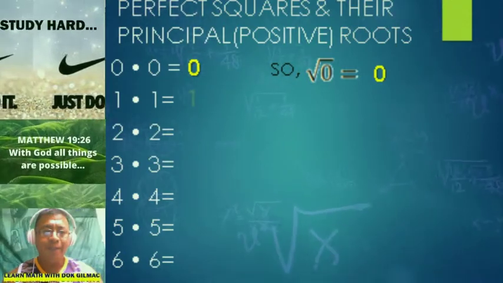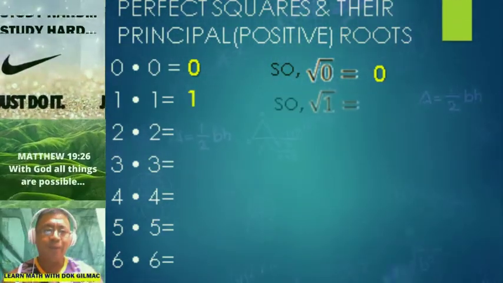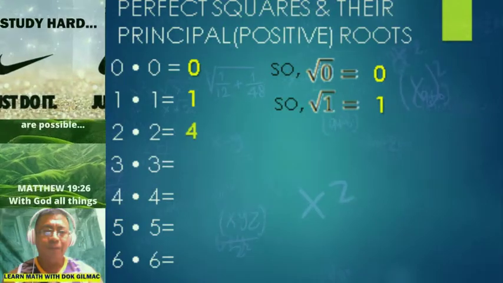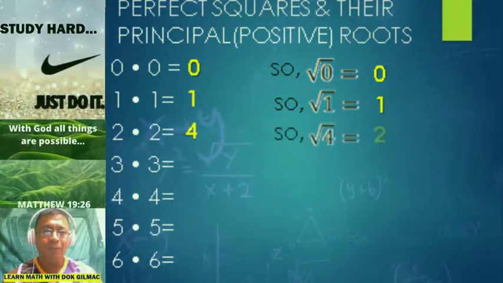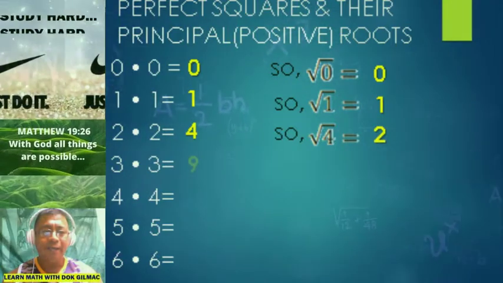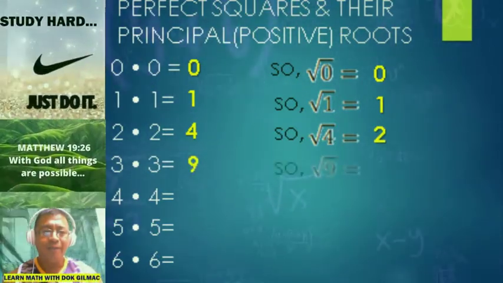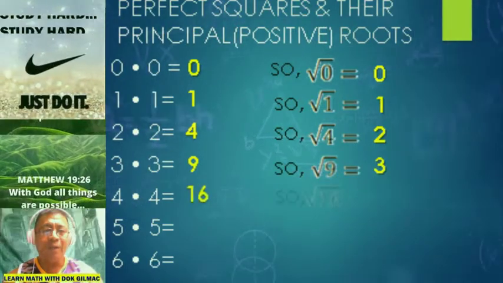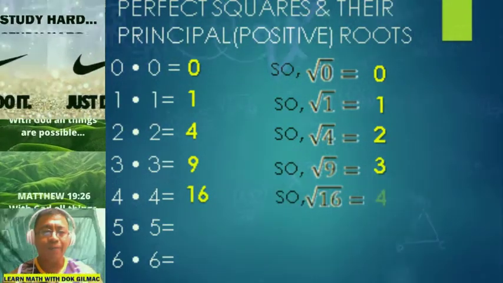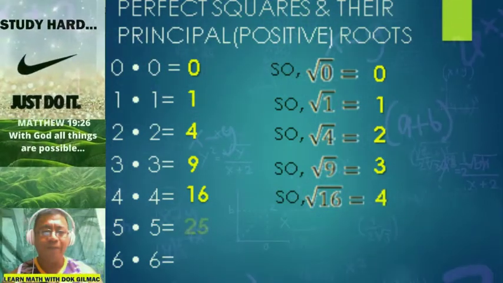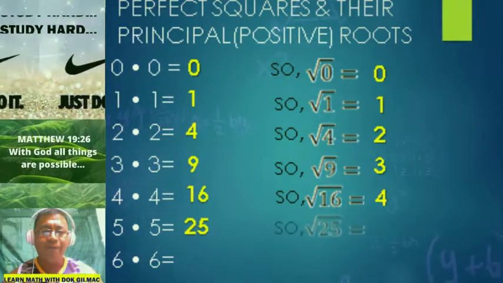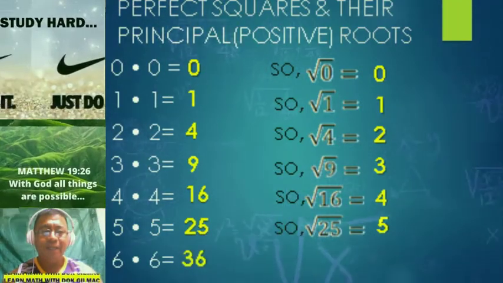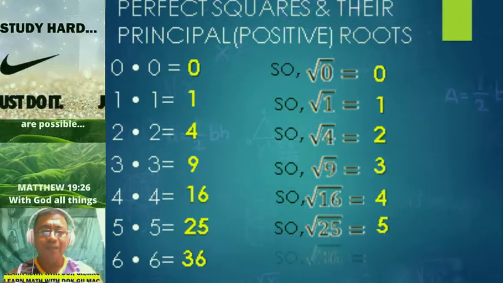1 times 1 is 1. So square root of 1 is equal to 1. 2 times 2 is 4. So square root of 4 is equal to 2. 3 times 3 is 9. So square root of 9 is equal to 3. 4 times 4 is 16. So square root of 16 is equal to 4. 5 times 5 is 25. So square root of 25 is equal to 5. 6 times 6 is 36. So square root of 36 is equal to 6.